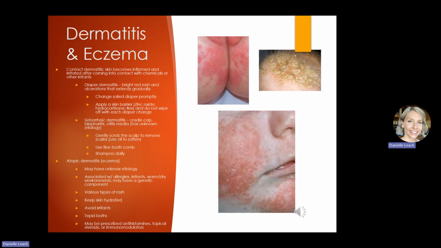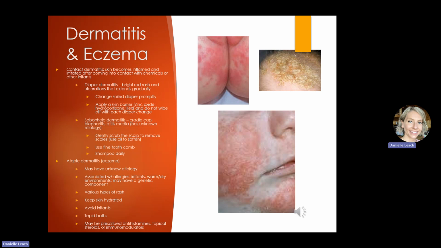Dermatitis and eczema. Contact dermatitis is where the skin becomes inflamed and irritated after it comes into contact with some sort of irritant or chemical. Diaper dermatitis is a type of dermatitis in children or adults. We just don't usually call it diaper dermatitis in adults, where they get a bright red rash and ulcerations that extend gradually. This is that top left picture.